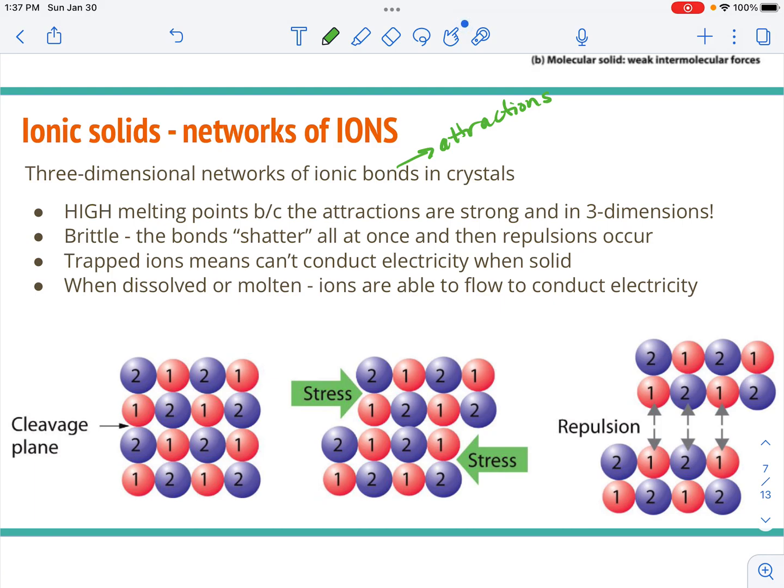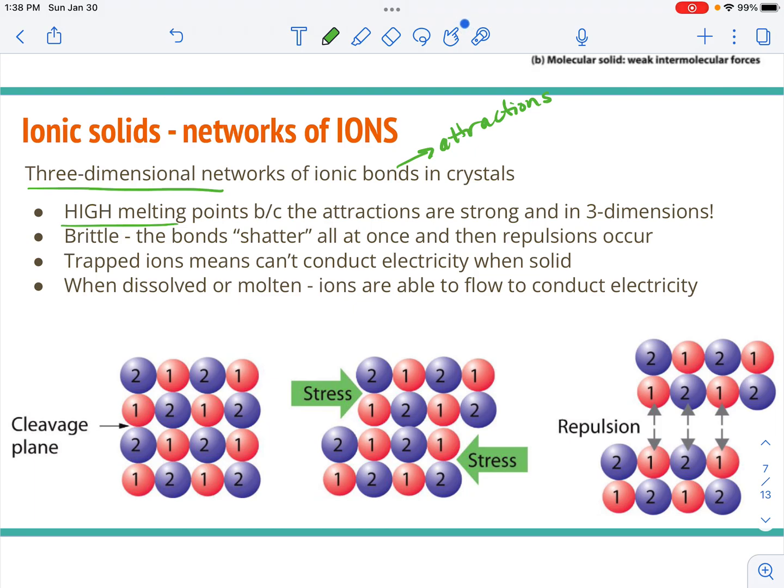The reason that ionic solids are so solid is because of the three-dimensional network of those ionic attractions. We'll look at crystal structures in a second, but if it were just one positive to one negative, that attraction is strong, but not strong enough to really hold it together a lot. It's because we have so many ions in a three-dimensional network that it gives them really high melting and boiling points. They are solid at room temperature, and that's because the attractions are strong and in three dimensions. However, if you hit them, they are brittle.